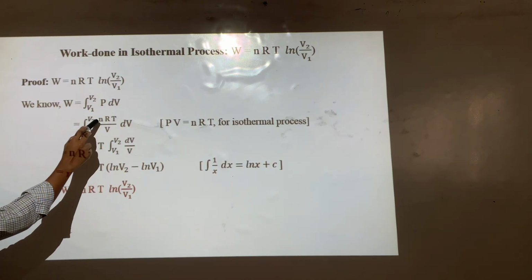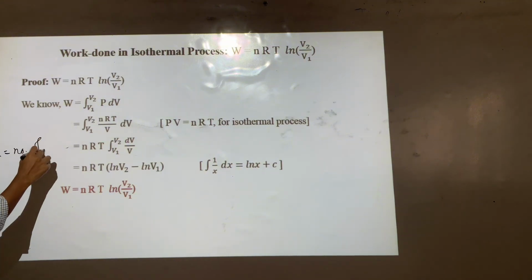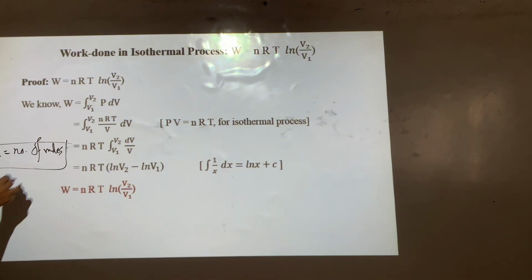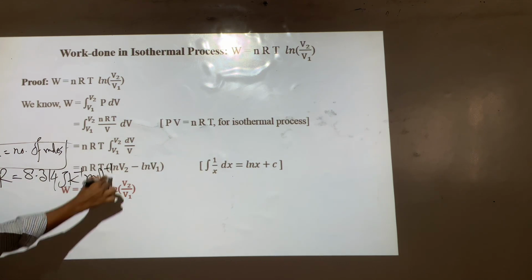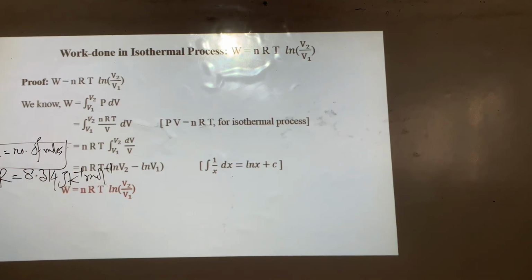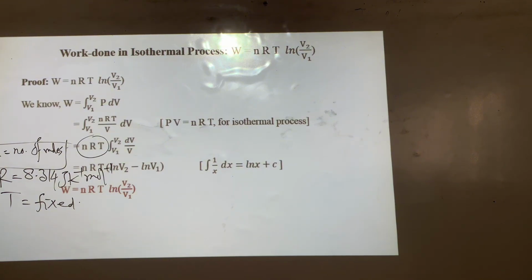And then you have nRT constant, because n is the number of moles of a system, which has to do with the amount of particles present in the system, and that is constant. And R is the universal gas constant, that is also a constant. And this T for an isothermal system is fixed, meaning that it is also constant. So we don't need to deal with constants, so we will keep them outside the integration sign.